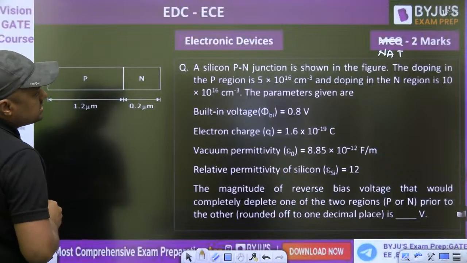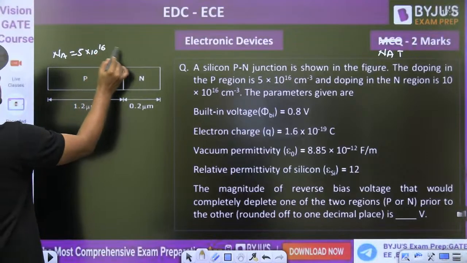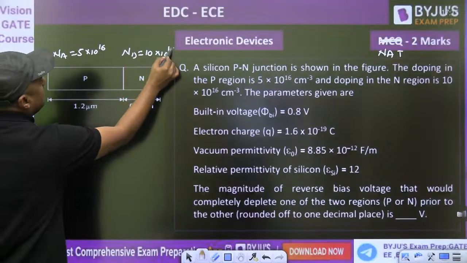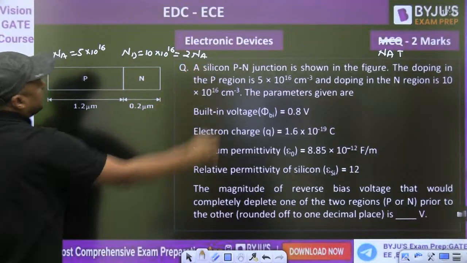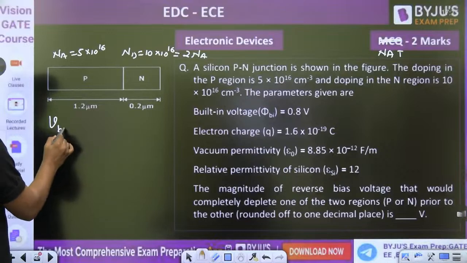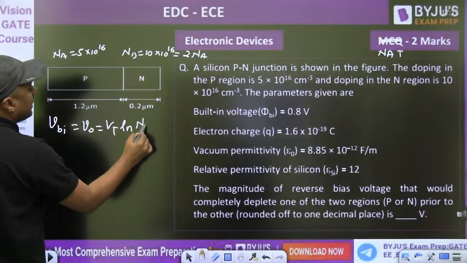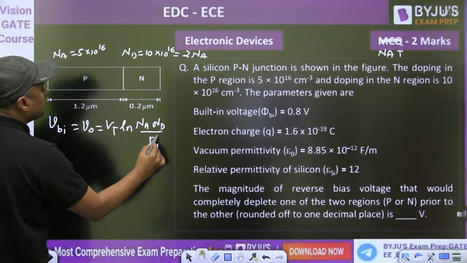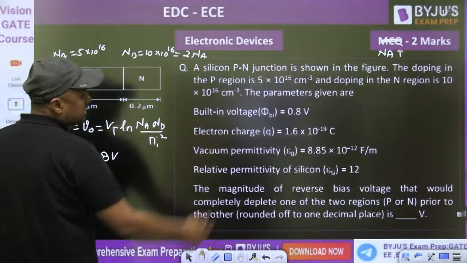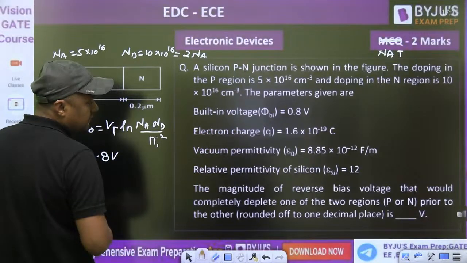Then the doping in the P region is 5 into 10 to the power 16. Na is equal to 5 into 10 to the power 16. Nd is equal to doping in the N region, 10 into 10 to the power 16, means 2 times of Na. The parameter given, built-in voltage, that is called VBI or V0, that is Vt log of Na Nd by Ni square. No need to calculate because it is given 0.8 volt. Electron charge is given 1.6 into 10 raised to power minus 19. Epsilon naught is given standard value. Relative permittivity is given 12.